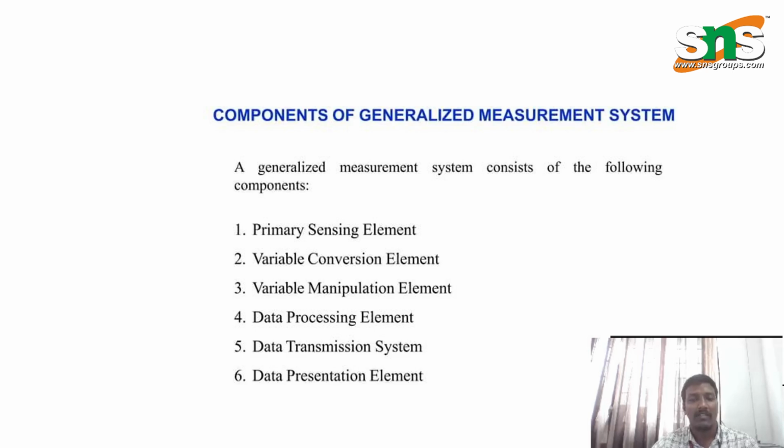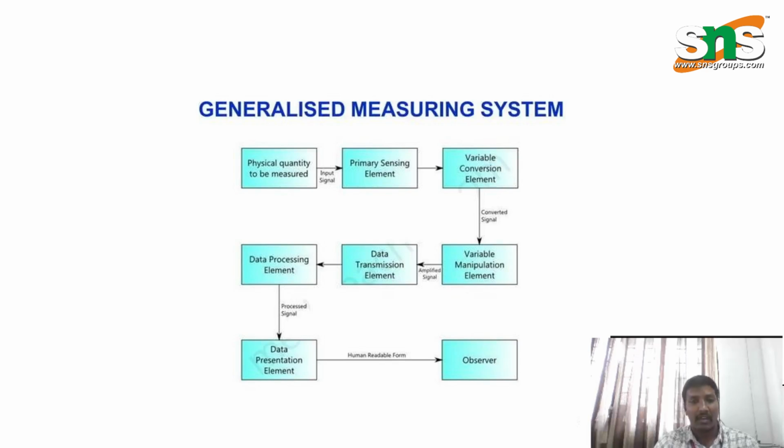In general measurement systems, industries have these six kinds of measurement elements: primary sensing element, variable conversion element, variable manipulation element, data processing element, data transmission element, and data presentation element. In the generalized measurement system, while you choose the measurement part, you have to follow these processes.